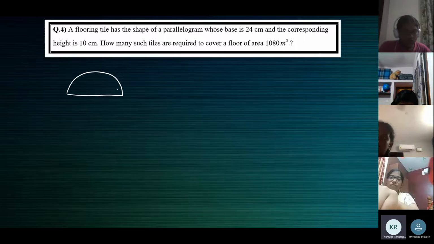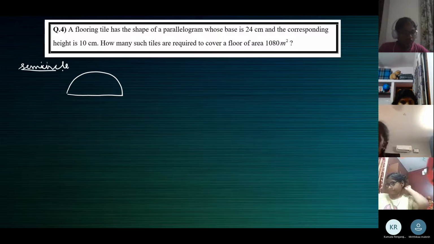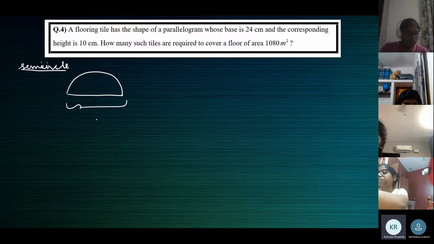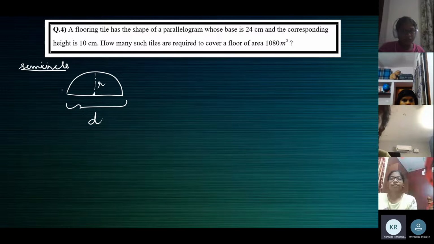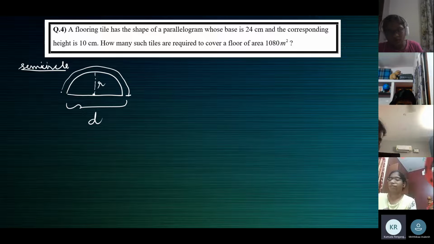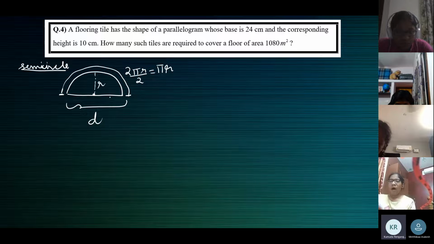This is a semicircle. This is the diameter. This one is the radius. And this length is the total length, 2 pi r by 2, or simply pi r. Why 2 pi r by 2? Because it's half of the circle. This length is half the length of the circle.